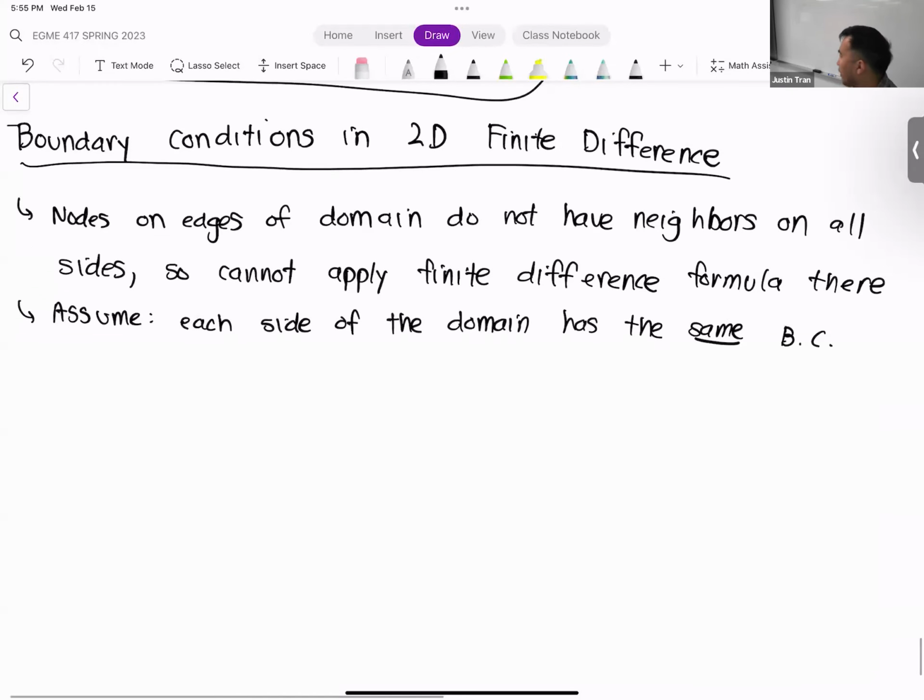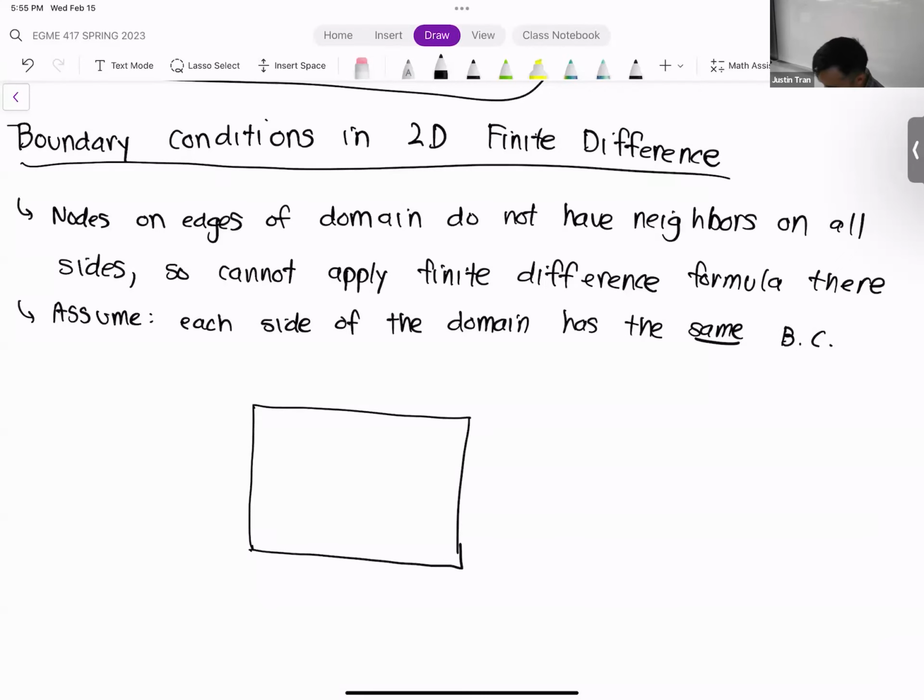And so that means that for our square domain, or for our rectangular domain, we're going to have a maximum of 4 different boundary conditions. So here we have our rectangular domain. And when I say each side of the domain has the same boundary condition, that means that this entire side, the left side of the domain, is going to have 1 boundary condition. We're going to have a second boundary condition up top, a third boundary condition on the right, and a 4th boundary condition down there.